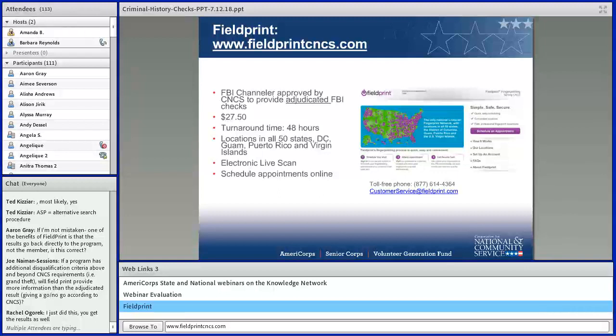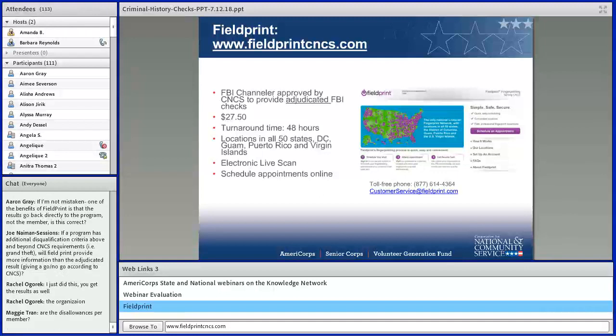And we've got another question. If a program has additional disqualification criteria above and beyond CNC's requirements, such as grand theft, will field print provide more information than the adjudicated result? So unfortunately, no. Field print is actually legally not able to give grantees the actual whole rap sheet. They can only give that adjudication determination. So you can look at your state check for more information, or you can run a new check.